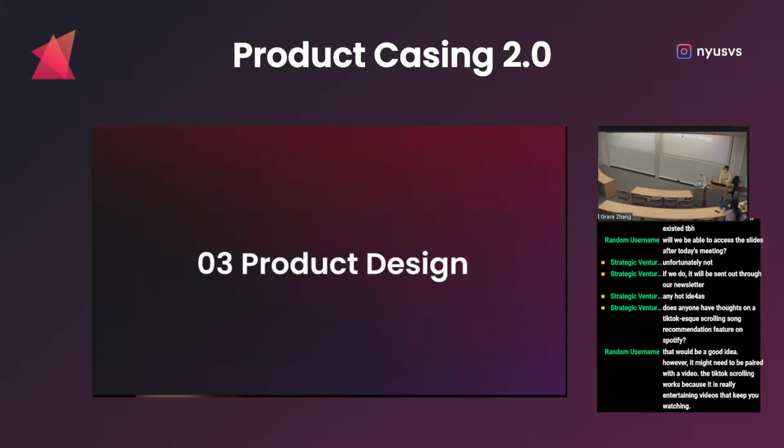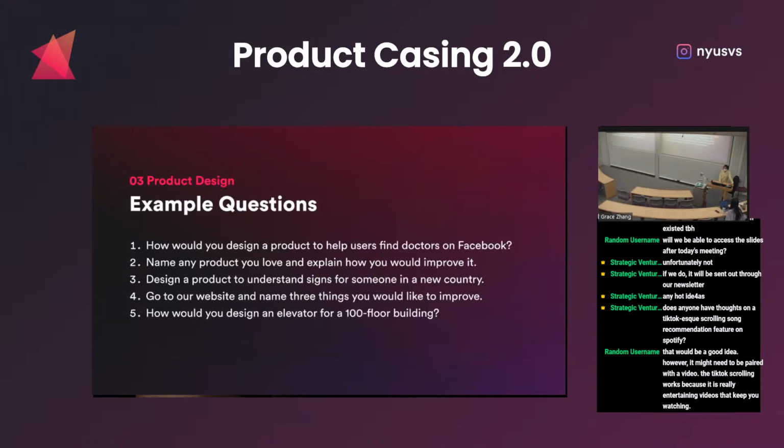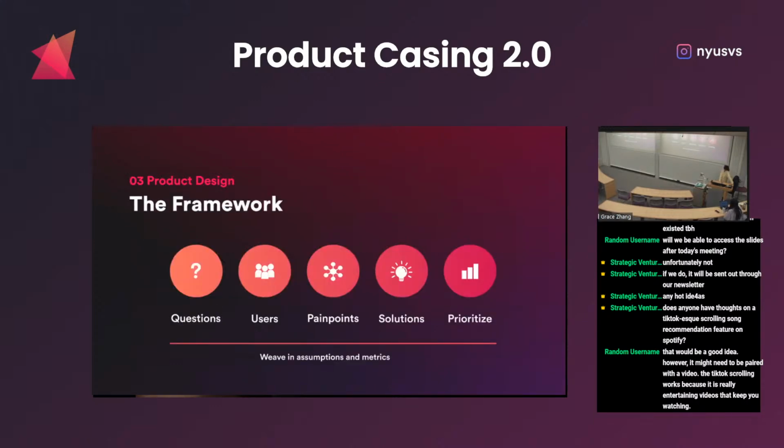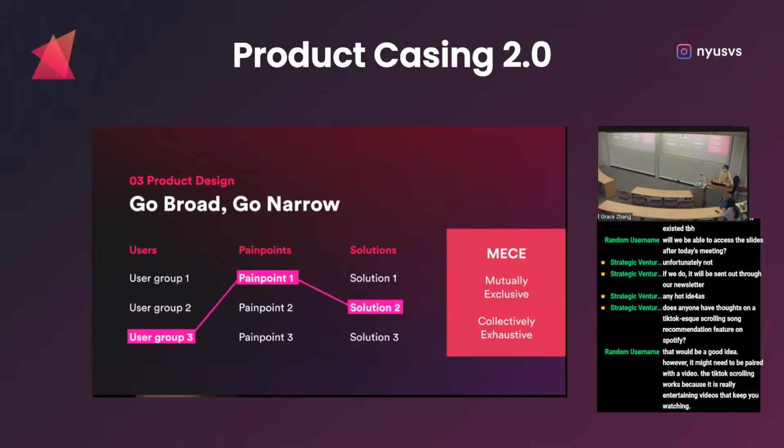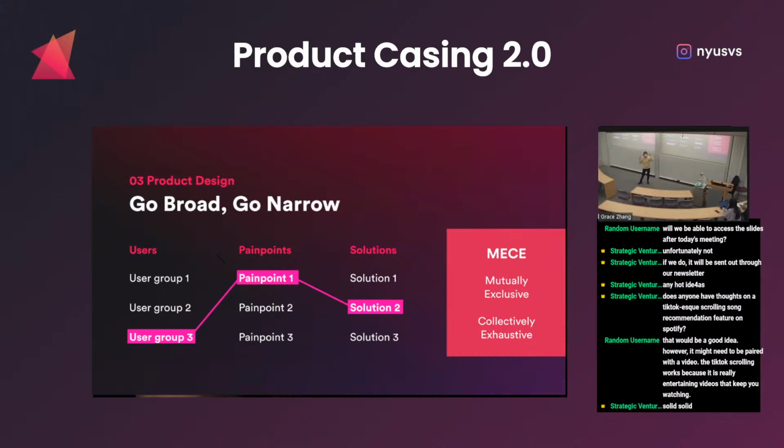Product design, I'm going to go over real quick, but we have an old recording of this, I believe, on YouTube. This is Alex's framework. So we got questions, users, pain points, solutions, prioritize. And you might want to go something like this: go broad, go narrow. I personally like using the double diamond approach. So you have the question, you go broad, and you ask, what are all the problems in the question? You create all the problems, pick at least 2 to 3.